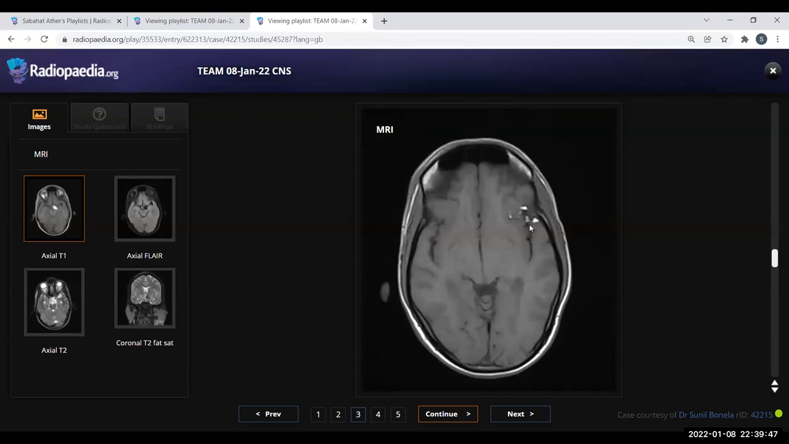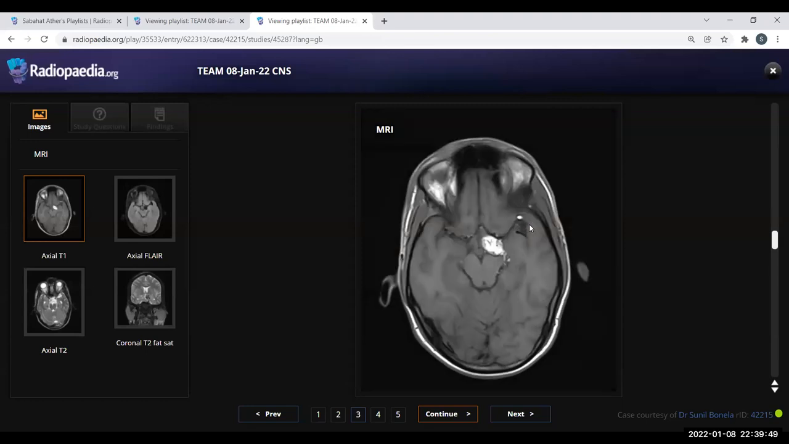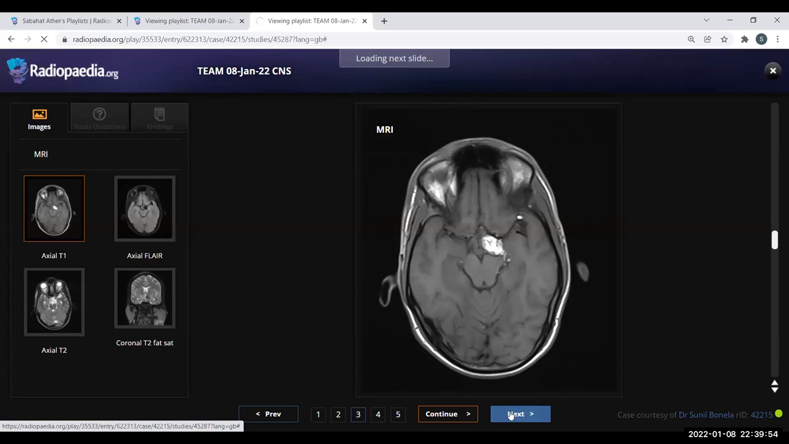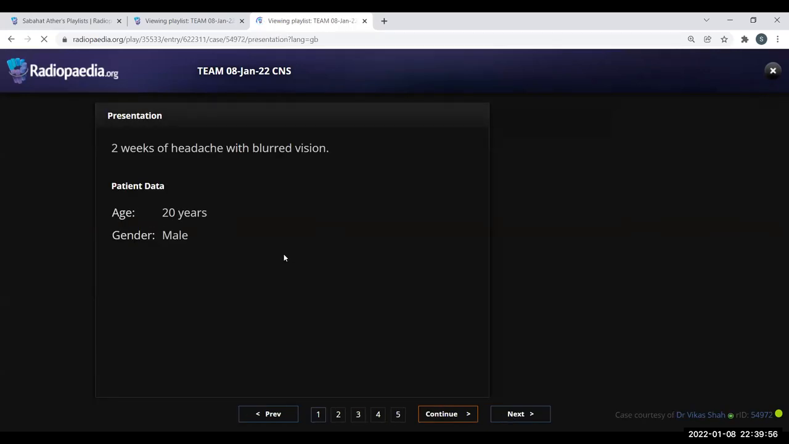I think this is a fatty lesion, and it could be a ruptured dermoid. And it is, yes, distributed. Next case.